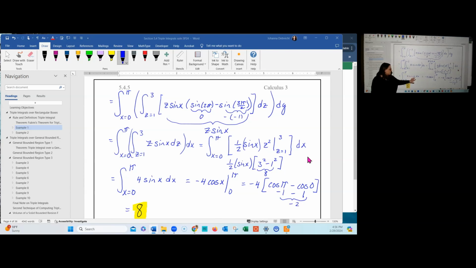Now that I have 4 sine of x, I'm going to have to deal with the negative. So when I integrate sine x, I get negative cosine of x multiplied by the 4, evaluated from 0 to pi. Pull the negative 4 out. Cosine of pi is -1 minus the cosine of 0, which is 1, which gives us -2 multiplied by -4, which gives us 8. Now let's talk for a moment about what this actually means.